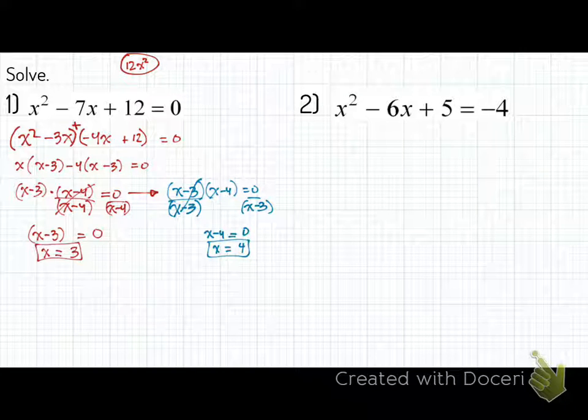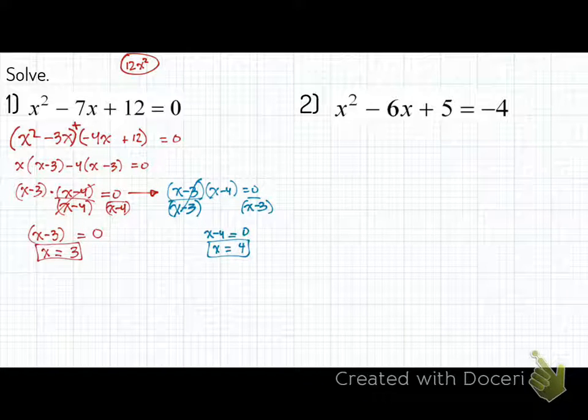Okay, number 2 again. We're going to solve. That's the directions. We've got x squared minus 6x plus 5 is equal to negative 4. I'm asking myself, I have to solve this, so how do I solve this? I think, what's the largest exponent here? What's the largest exponent, everyone? X squared, so it has to be quadratic, and there has to be 2 answers here, okay?